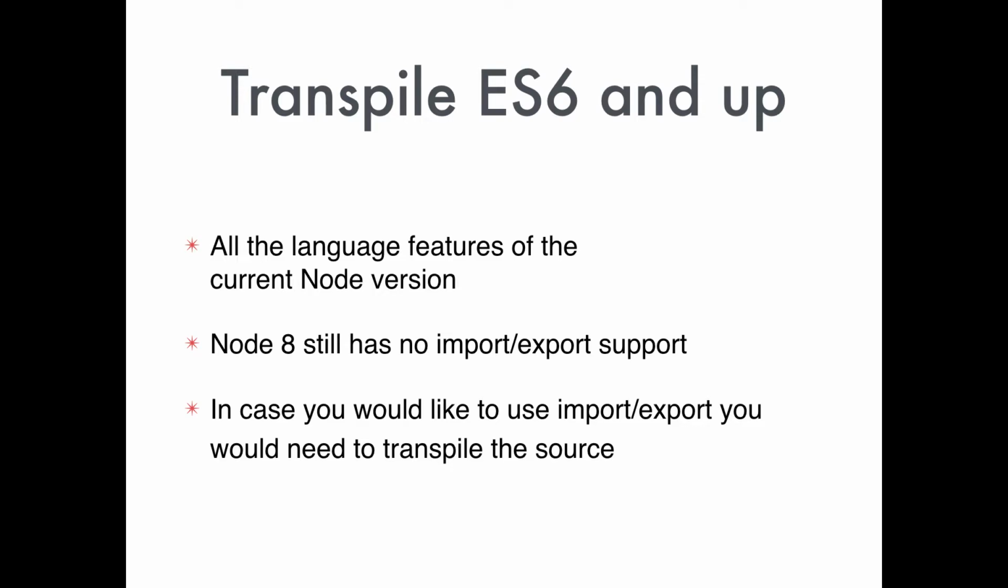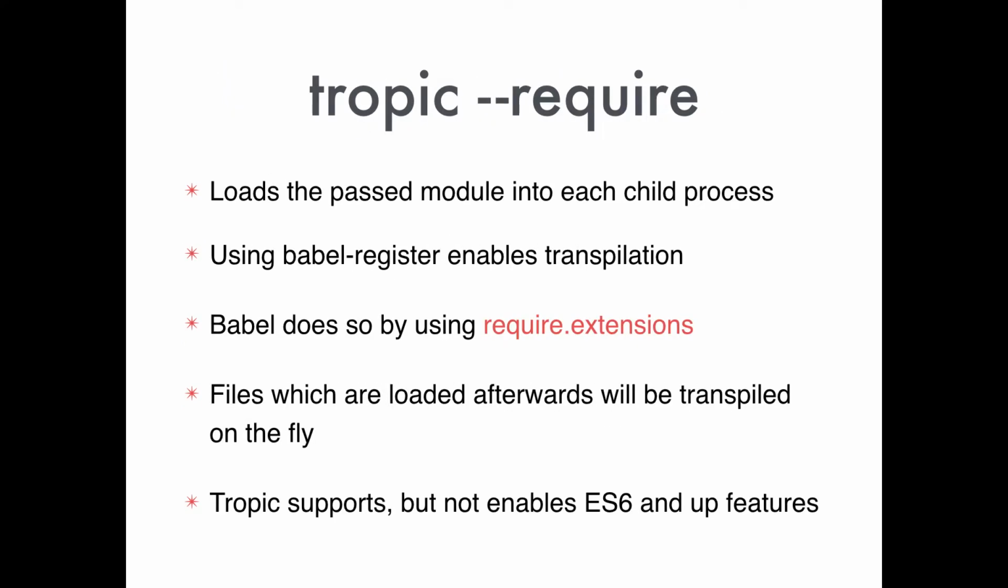Now you might wonder how the transpilation actually works with ES6 and up features. In many ways, it's usually not really necessary to transpile your source, since Node supports all the ES6 features. You would need to test your files. However, if you use import-export, there is currently no way, as we had before in the doc, other than transpiling your whole source just to have this import-export. And in that case, Tropic supports an option called Tropic Require.